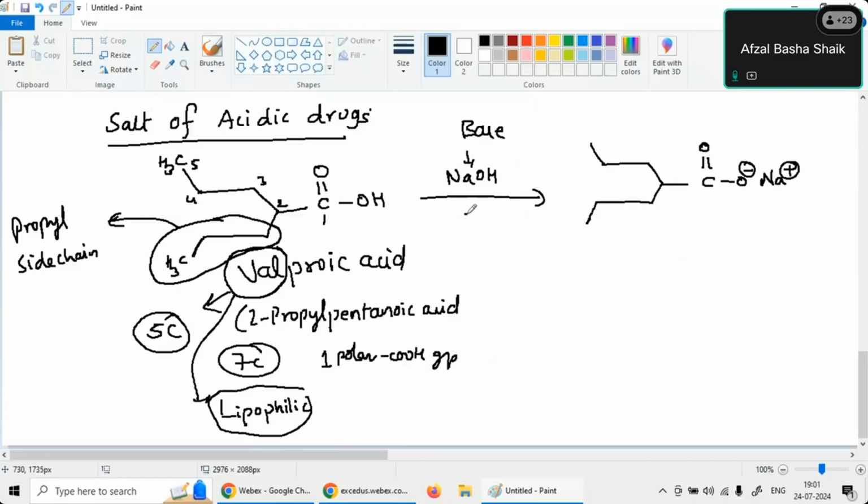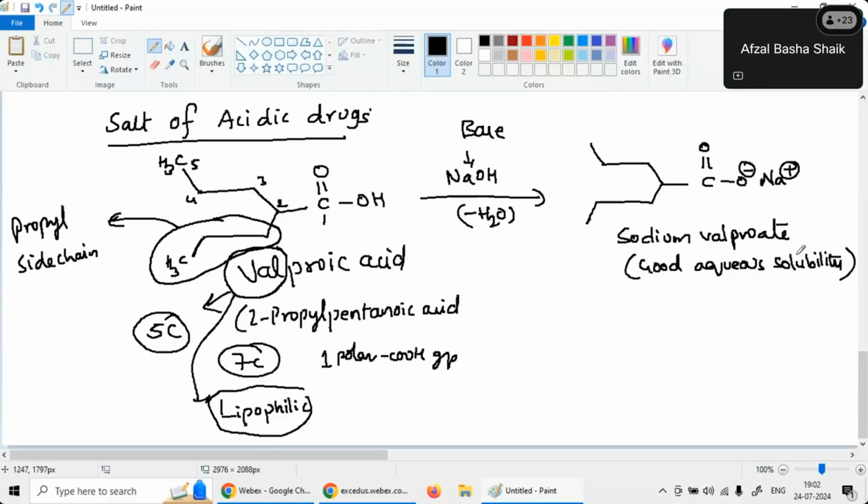So now it has formed a salt, right? There is loss of water molecule, OH plus H plus, and there is formation of, this is what? Sodium valproate. It has good aqueous solubility, right? It has good aqueous solubility.